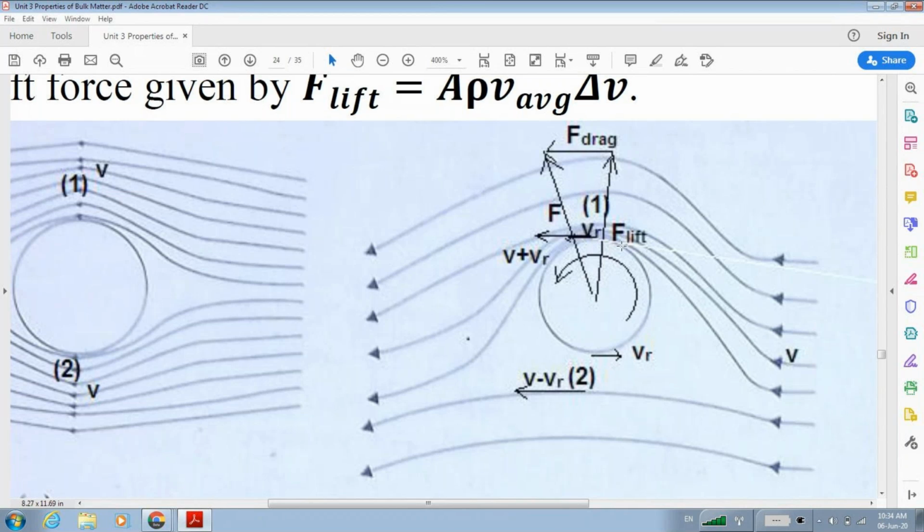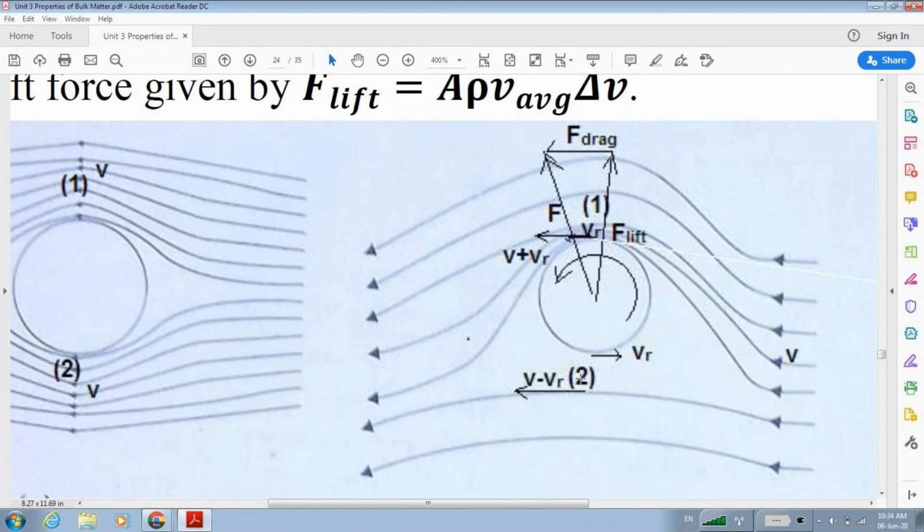So like this, at the top of the ball, both the velocity of the streamlines as well as the velocity of the ball are the same. So there the velocities add together. So here we get more velocity, and at the bottom the velocity of the streamlines and the rotational velocity of the ball are in opposite direction. So the resultant velocity of the streamlines gets reduced to v minus vr here. So at the top of the ball we have more velocity of the streamlines, and at the bottom of the ball we have less velocity of the streamlines.